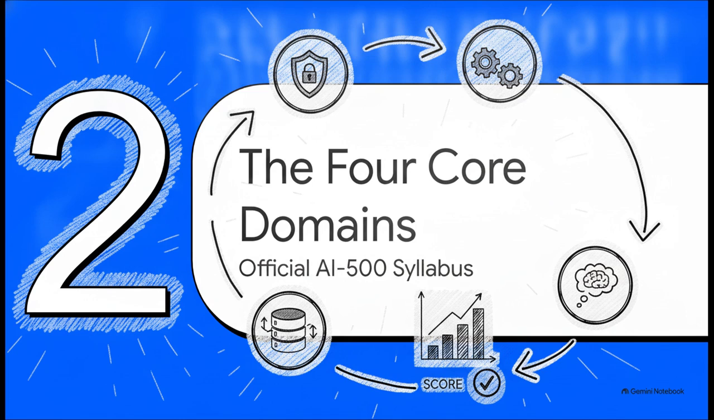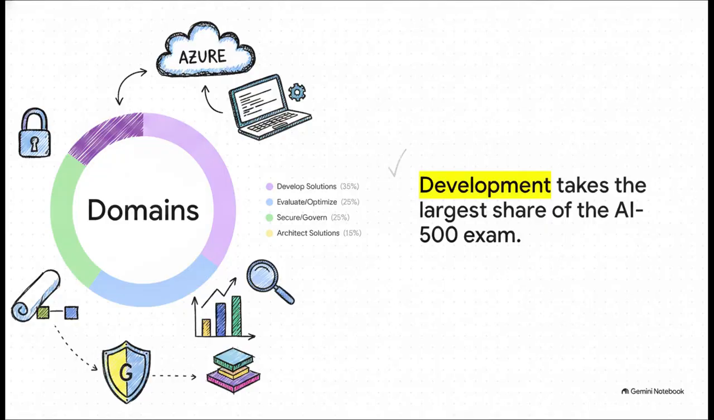Moving right along to Section 2, the 4 core domains. Let's map out the official Microsoft syllabus. Look at how this scoring breaks down. Developing solutions takes the lion's share at 35%, meaning you really must know how to code and build within Azure. Then, evaluate and optimize, along with secure and govern, are weighted equally at 25% each. High-level architecture rounds out the final 15%. They are testing you as an expert-level practitioner, someone who manages the whole lifecycle from the initial design all the way to production.